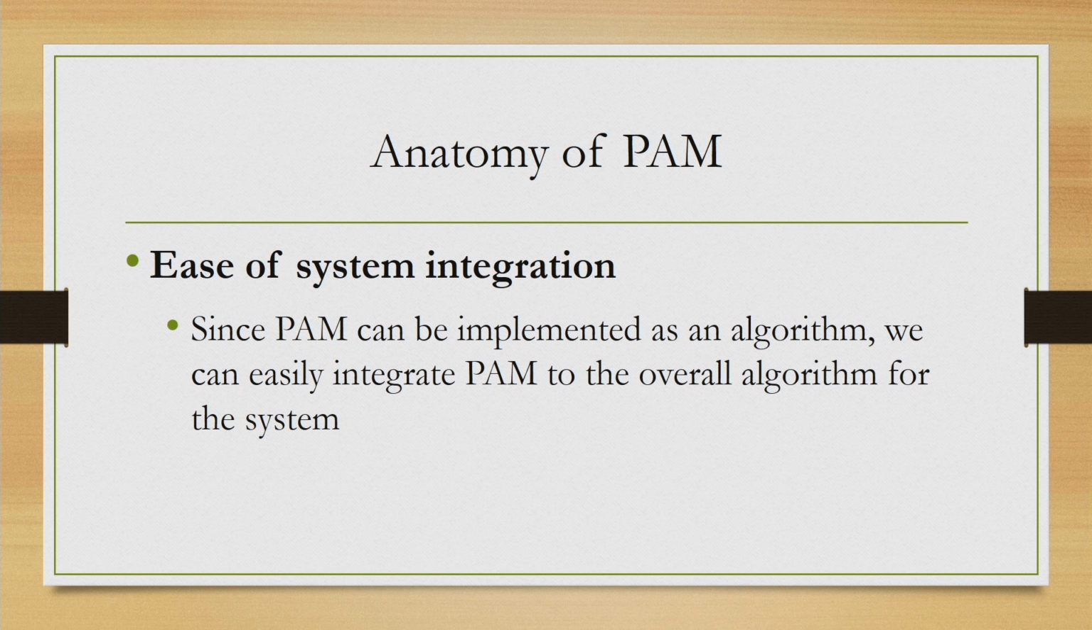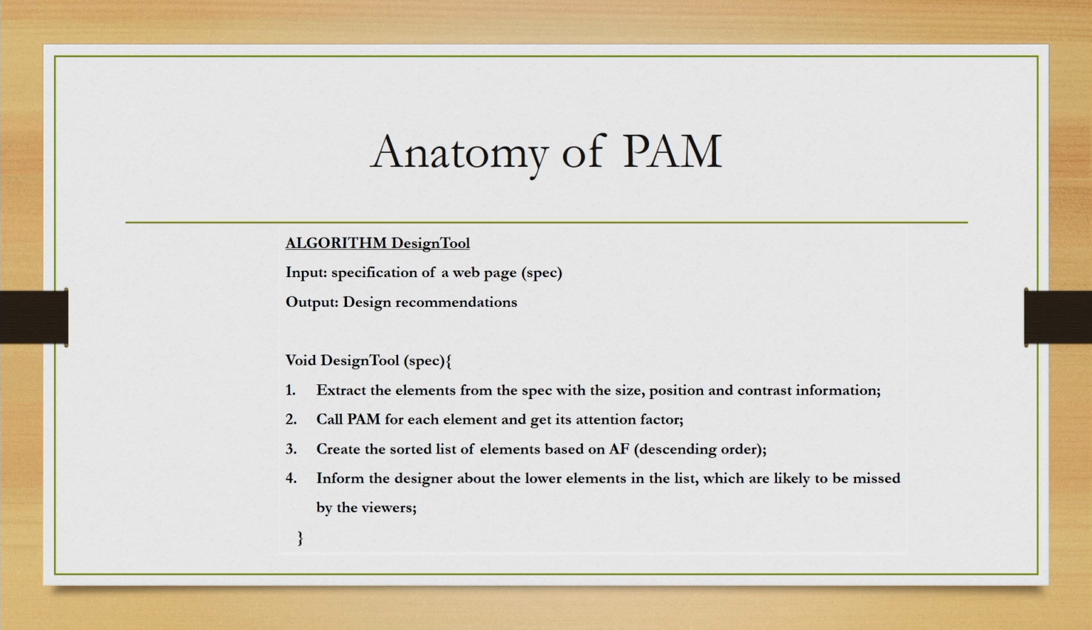The third important thing is that the model should be such that it is easy to integrate it in the overall user centric system. Let us see how PAM satisfies that criterion. So, this is one algorithm to come up with a design tool. This tool takes as input the specification of a web page and produces as output some design recommendations in some form.